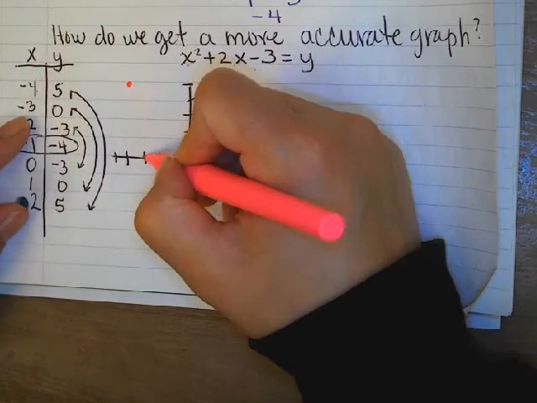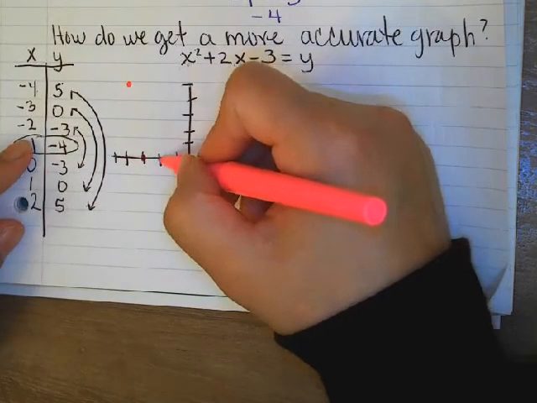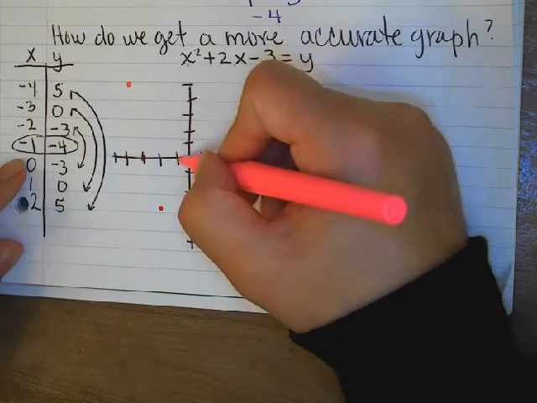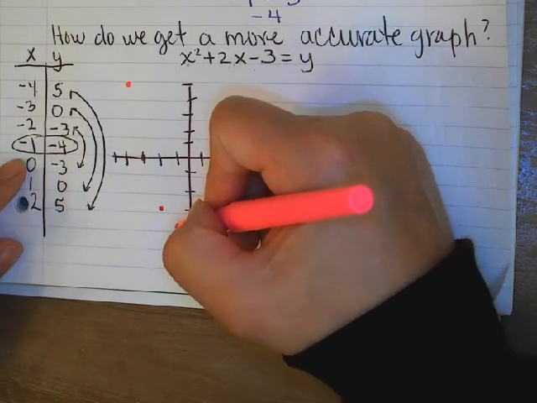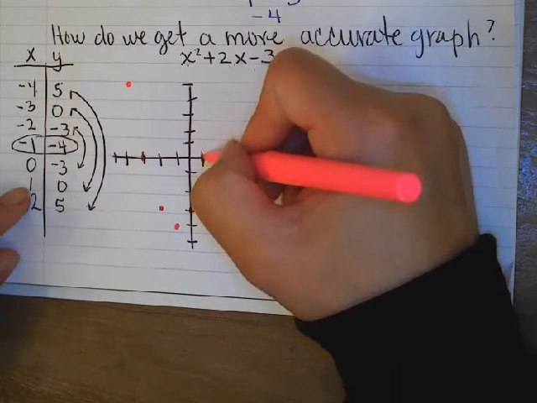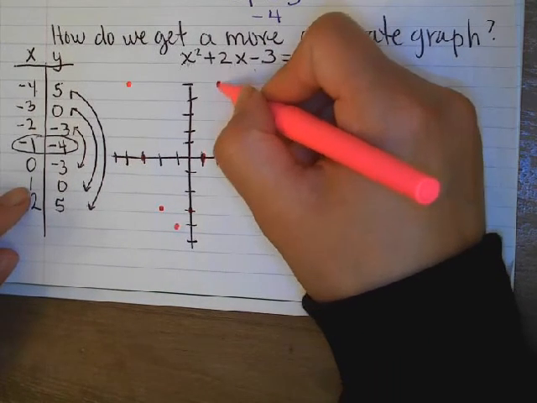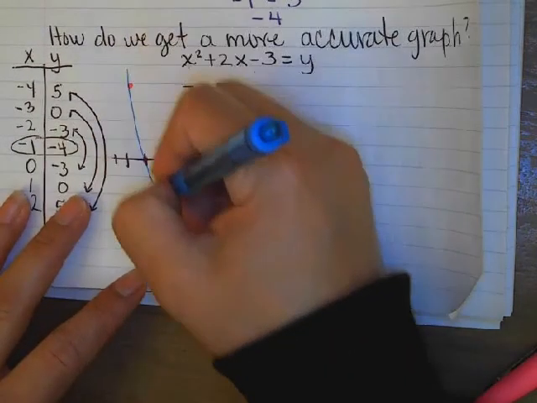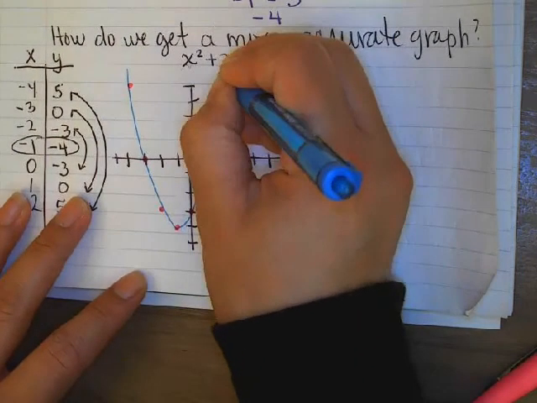I'm going to plot my points. Negative 4, 5. Negative 3, 0. Negative 2, negative 3. Negative 1, negative 4. 0, negative 3. 1, 0. And 2, 5.